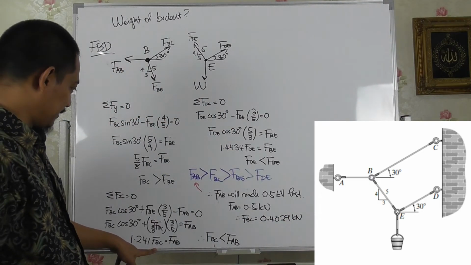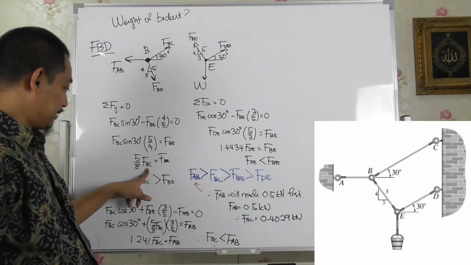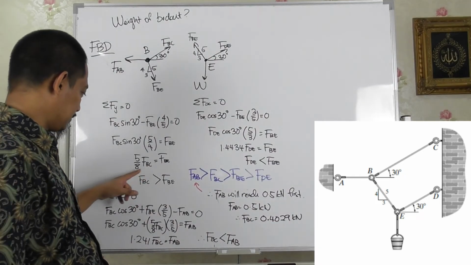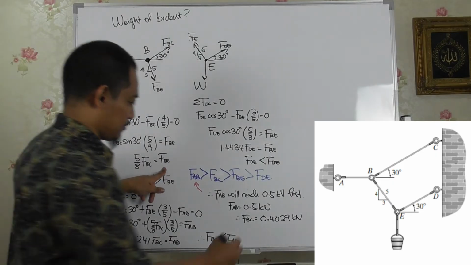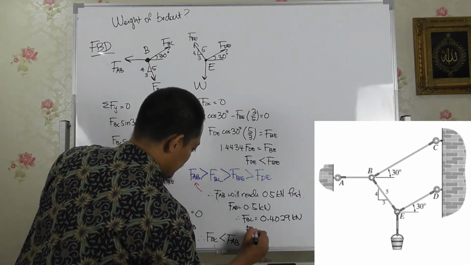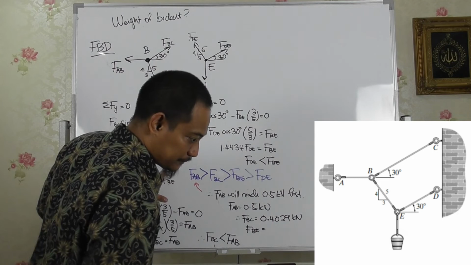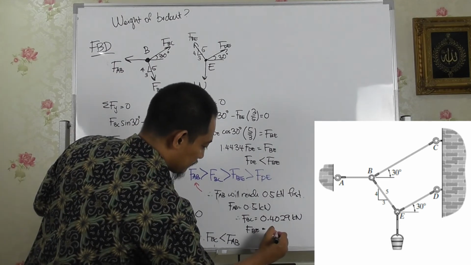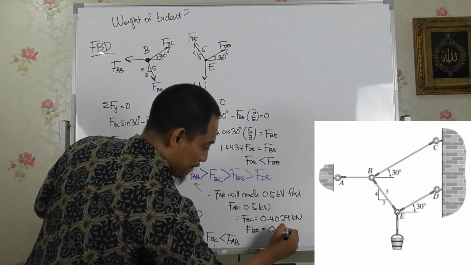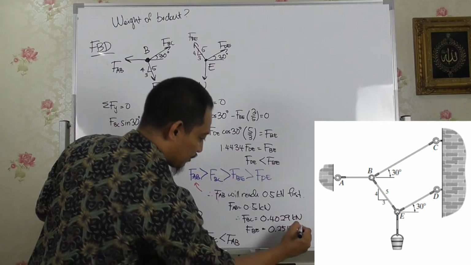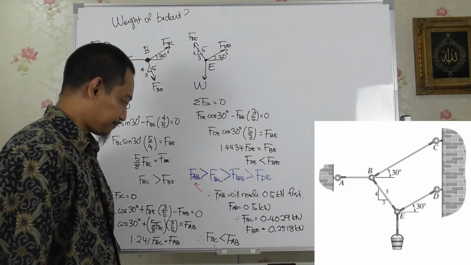Then we can plug in here. FBC we know already. We multiply, we can get FBE. FBE, if you plug in, you will get 0.2518 kilonewton. Again, all of these numbers, please do verify.